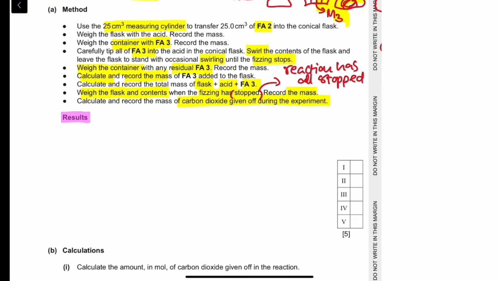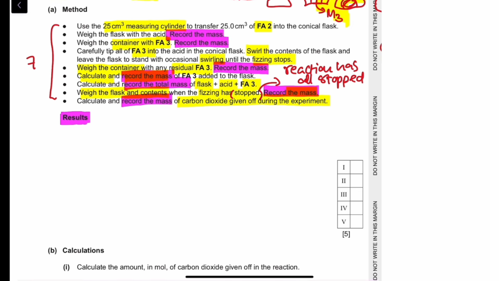Now it's asking us for the results, and that is the masses that we have recorded. So throughout the method, highlight wherever it says record the mass. It says it once here, here, here, here, here, here, and here. So that is 1, 2, 3, 4, 5, 6, 7. So my table must include 7 masses.